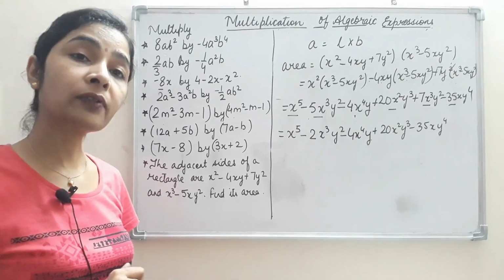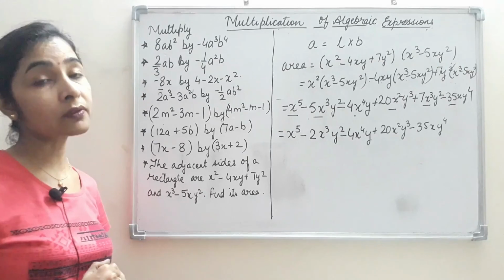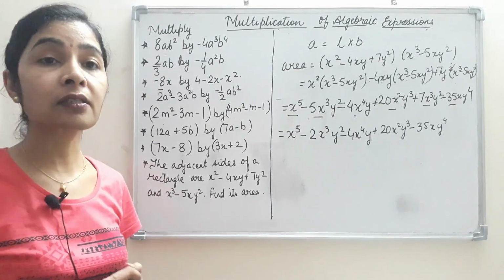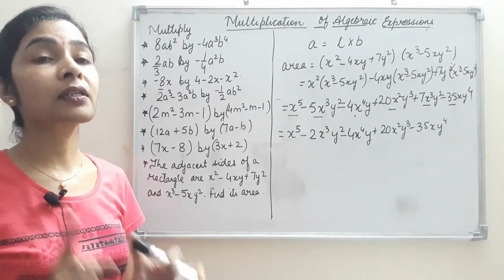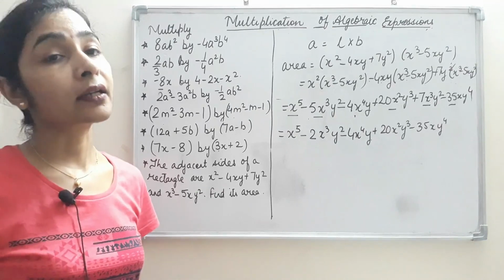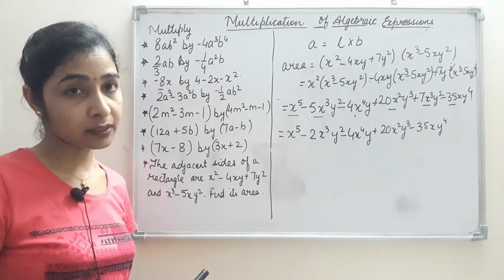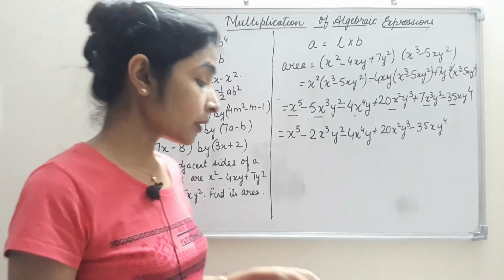Positive into positive gives us positive answer, positive into negative gives us negative answer, negative into negative gives us positive answer, and again negative into positive, negative answer. Okay, I hope you understood it well.